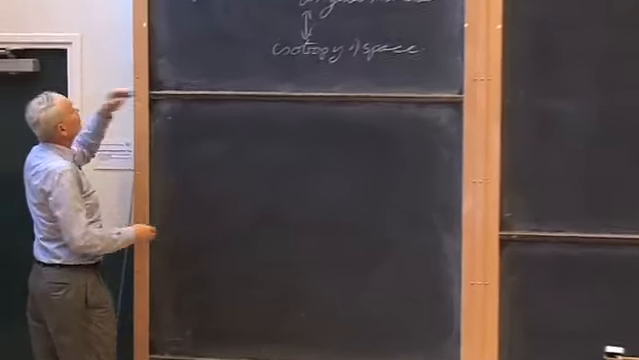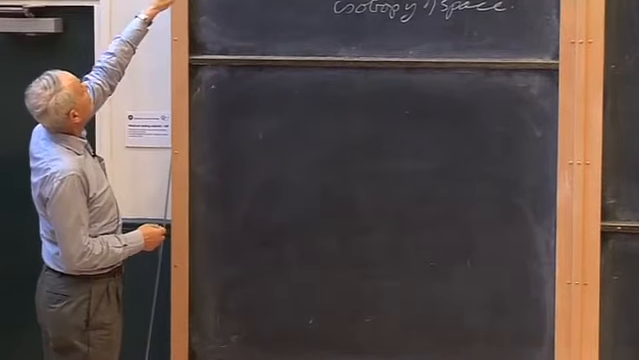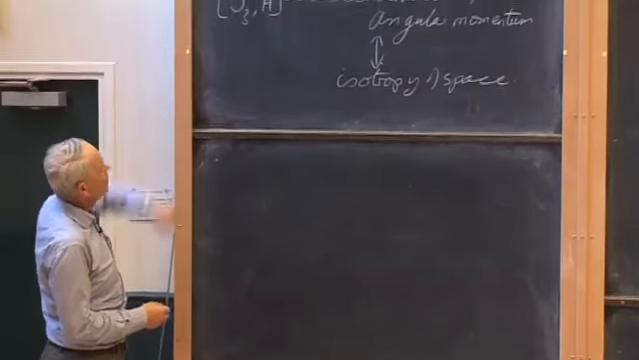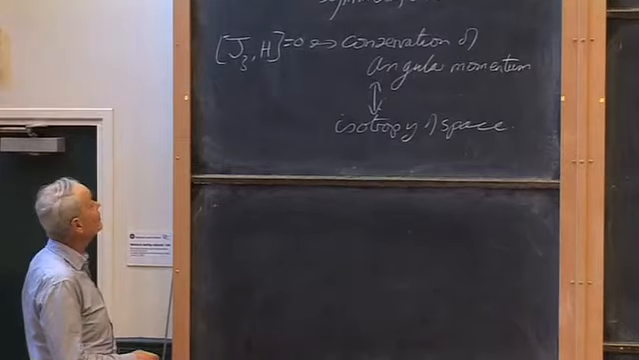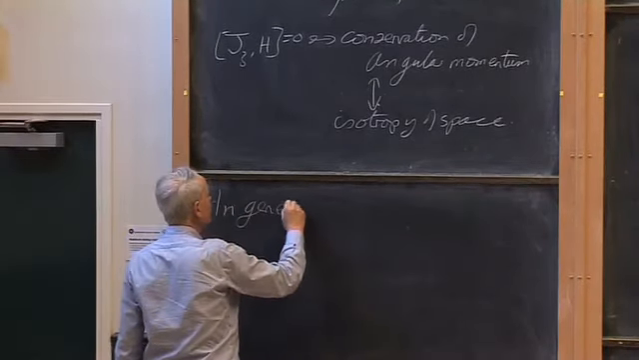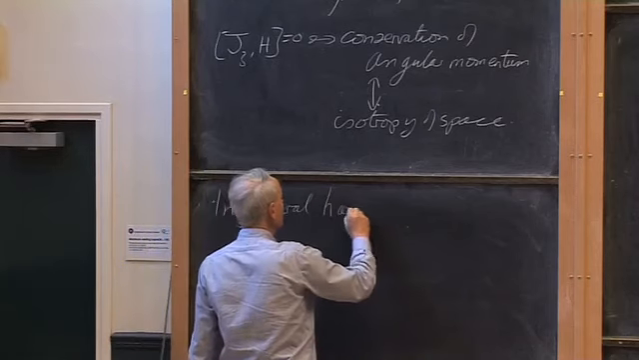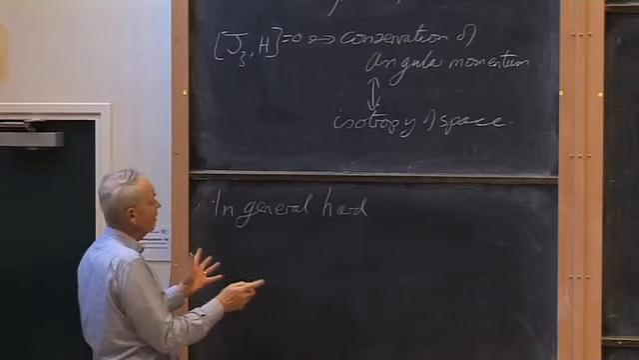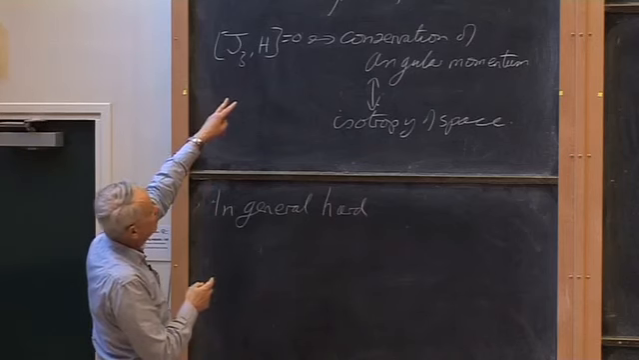So in general, we're always interested in finding these operators, these observables, which commute with the Hamiltonian. And in general, it's hard to find the operators. We don't have a system, unfortunately, for finding operators that commute with the Hamiltonian.